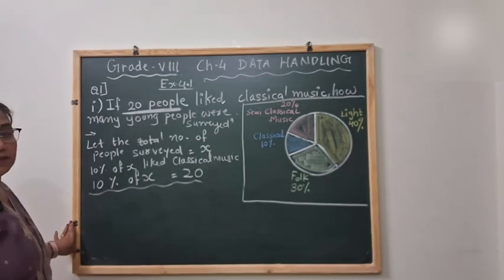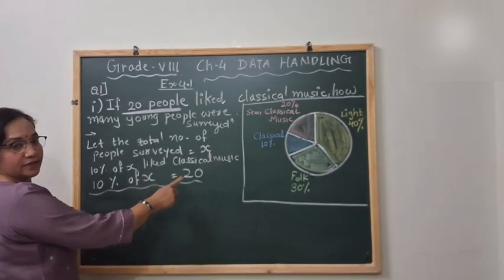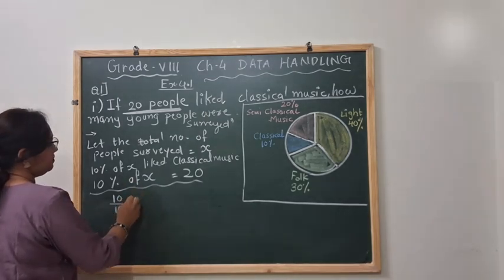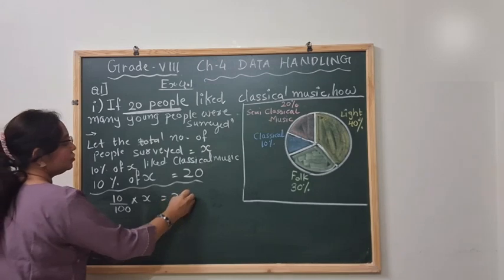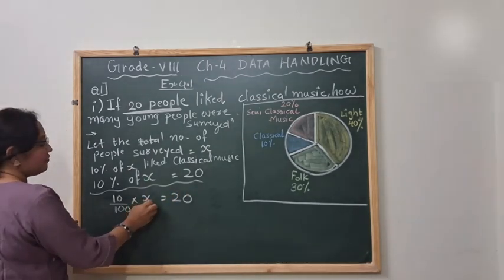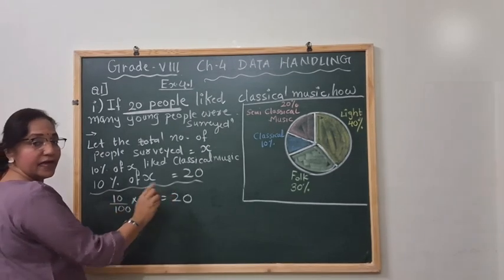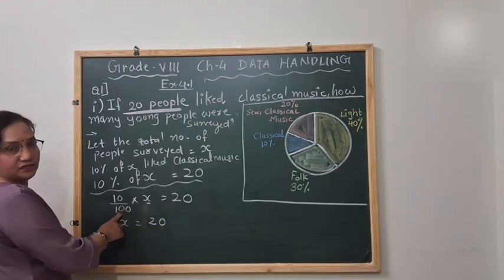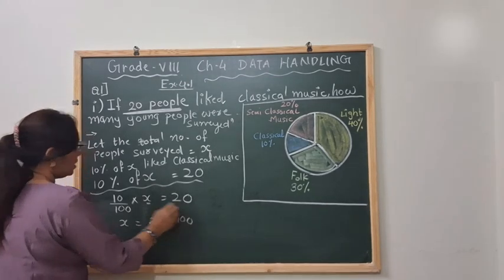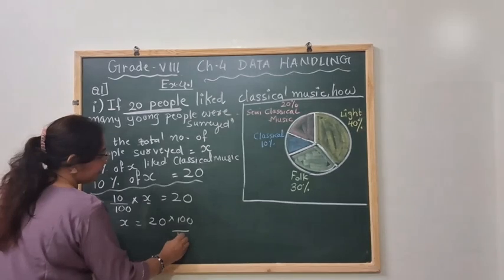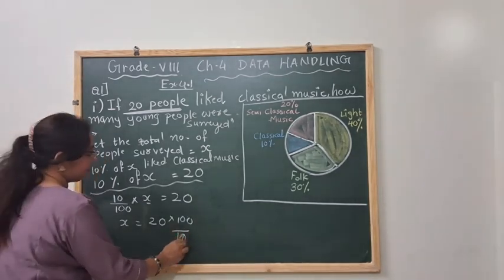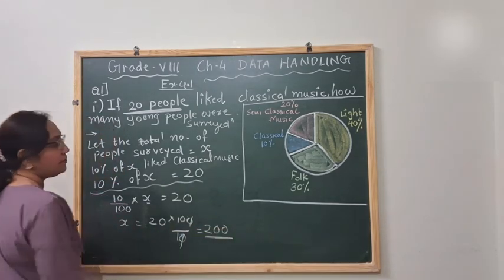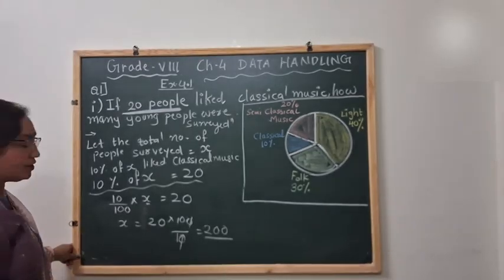10%, what is percent? It means out of 100. 10% of X is equal to 20. So 10% means 10 upon 100, of means multiplication, X is equal to 20. Now we have to find the value of X. So 10 upon 100, we can move this side and we will change the operation. So X is equal to 20 into 100 upon 10. 100 which is in division will get converted into multiplication, and 10 which is in multiplication will get converted into division. Now we can easily see the 0 and 0 are gone. So 20 into 10 is equal to 200. So easily you can make out the total number of people surveyed here is 200.